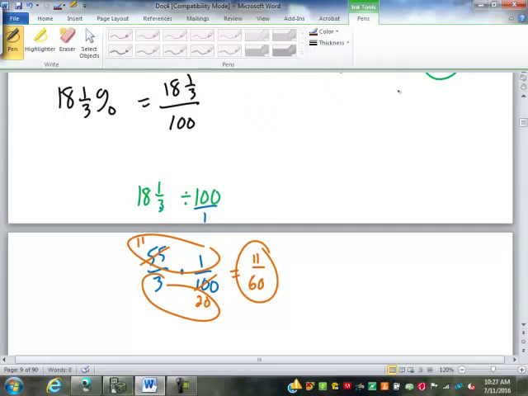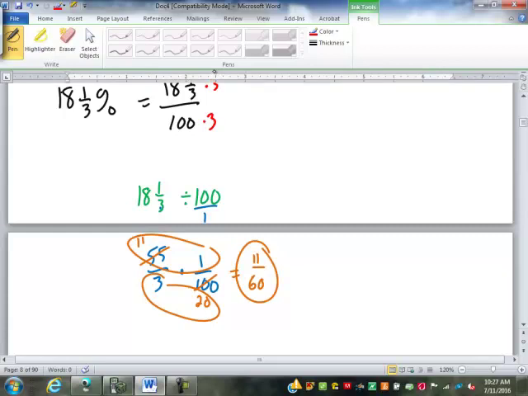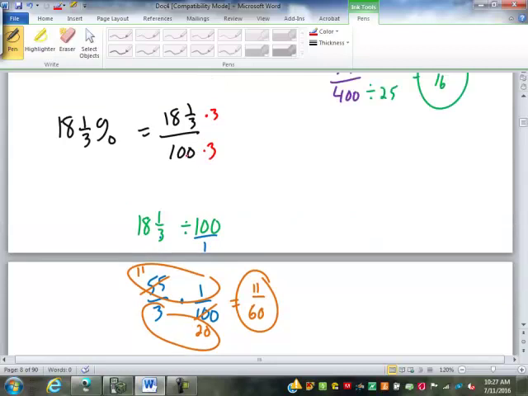The other way we could go about this is we could just multiply by the denominator. The denominator in this fraction is 3. So if I multiply, well, you got her? Right. The denominator, and I'm not talking about the denominator of the whole fraction, which would be the 100. I'm talking about the denominator of the fraction within the fraction, which is 3. 18 1/3 times 3 is 55. 100 times 3 is 300. And of course, we could reduce by 5 to get 11/60.